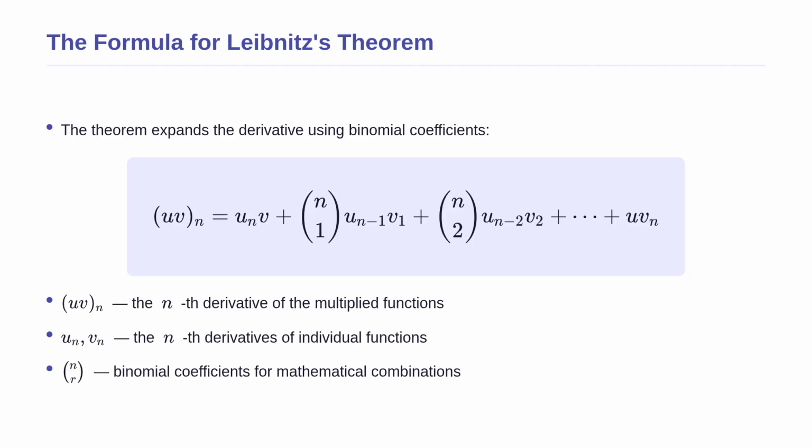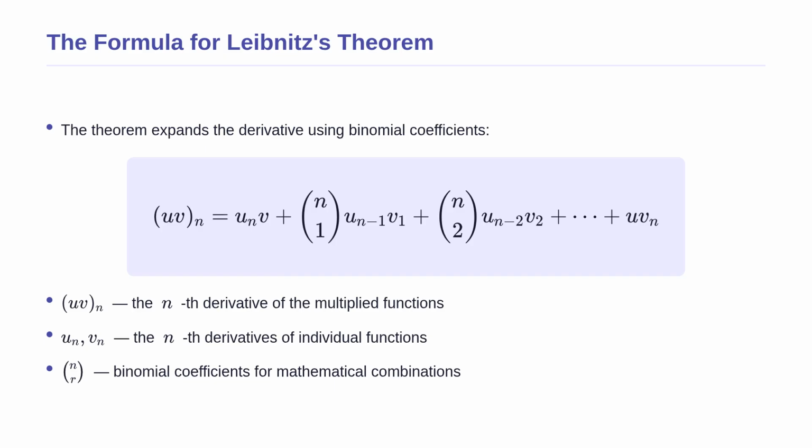Here is Leibniz's theorem. In this formula, the term on the left represents the nth derivative of the multiplied functions. On the right, the terms u sub n and v sub n represent the nth derivatives of the individual functions u and v. The symbol with n over a number is a binomial coefficient, telling us how many ways we can choose items from a group.